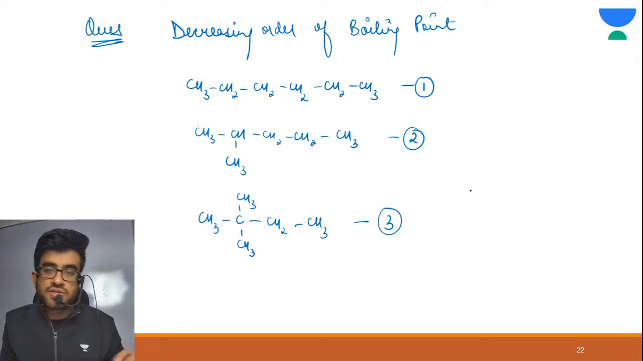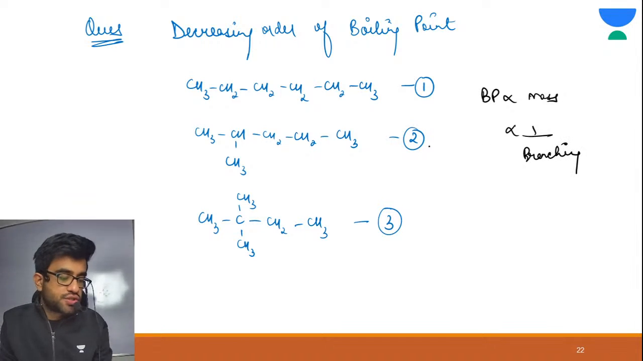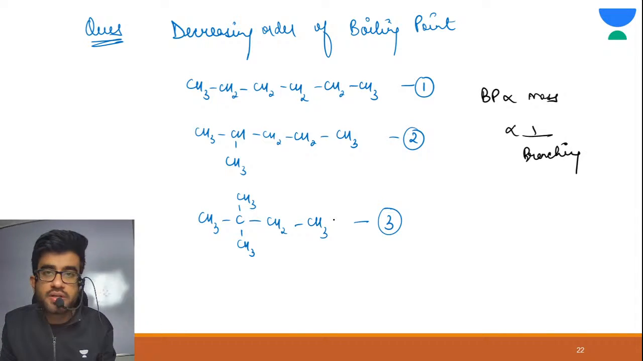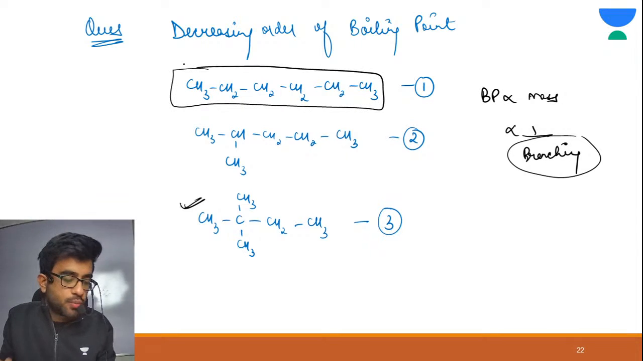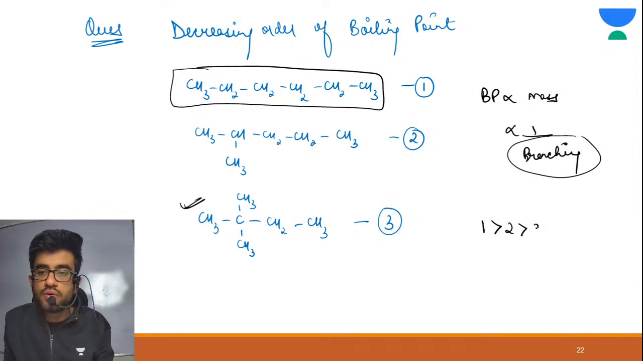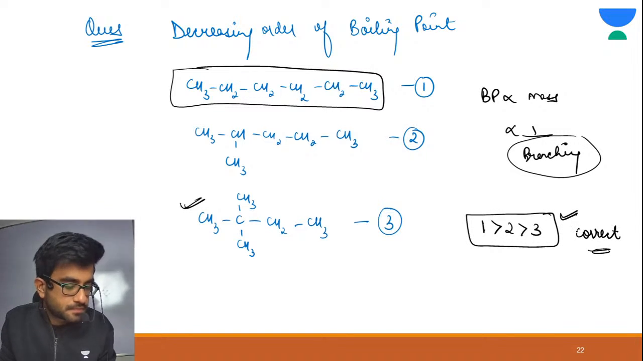Yes, mass and branching. So boiling point was directly proportional to mass and inversely proportional to what? Branching. If you carefully check, mass is the same for all. There are 6 carbons. So for branching, if there is more branching, boiling point is less. More branching is in the third, so boiling point is less there. There is no branching here, so boiling point is more here. So 1, 2, and 3. This is the correct answer. Got it? Great.